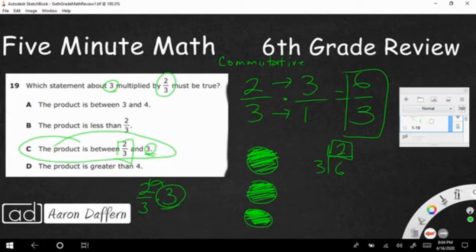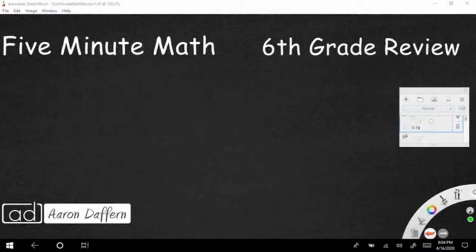But if you didn't know that, you can draw some pictures and realize that if you take a whole number and multiply it by a fraction that's less than 1, your answer is going to end up being less than that whole number, because you're not taking the entire whole number. You're only taking a part or a fraction of it. So that's the first problem for this evening. Let's take a look at our second one.